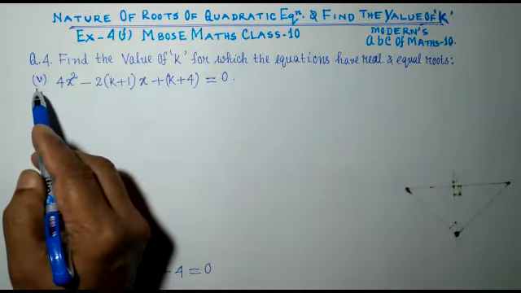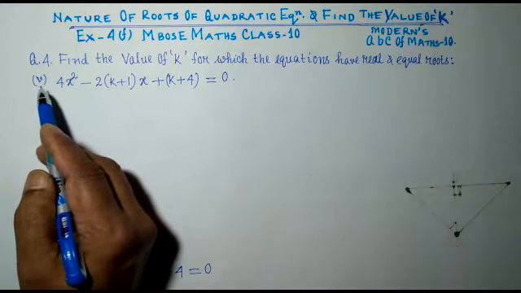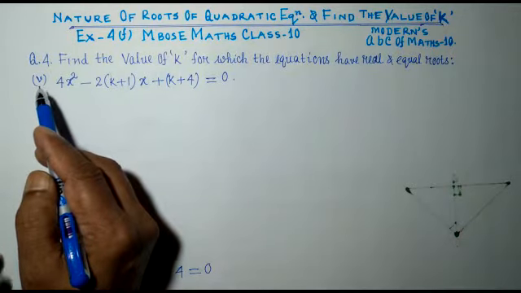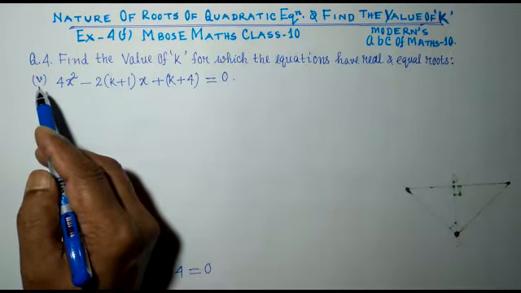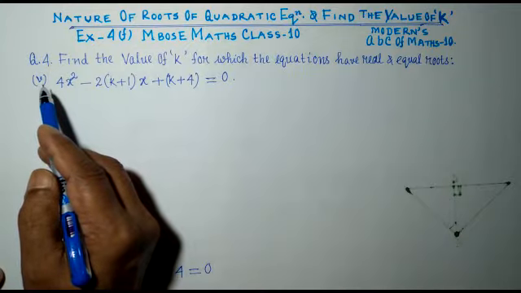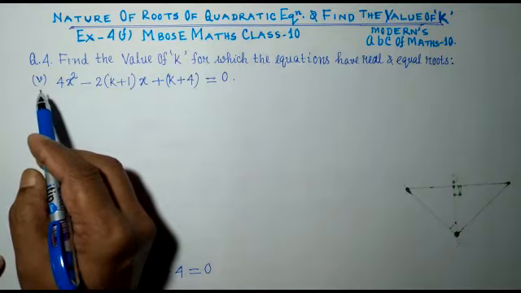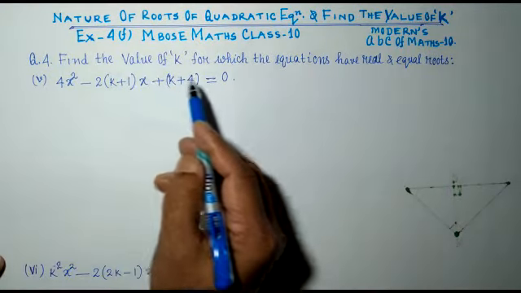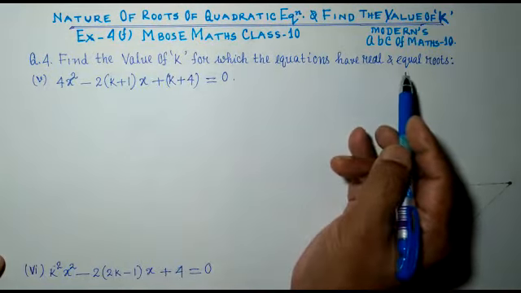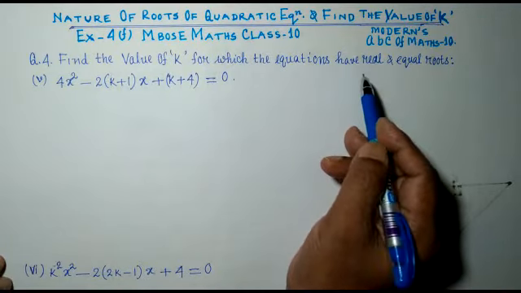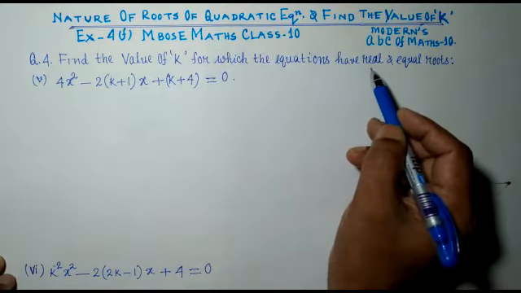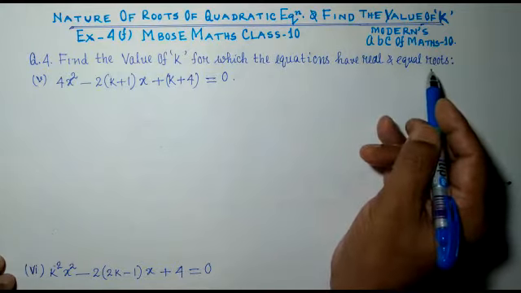Sub number 5. So in our last lesson, I have explained question number 4, sub number 1 and sub number 4. So today is 5. So find the value of k for which the equation have real and equal roots. So we have to remember the condition for real and equal roots.